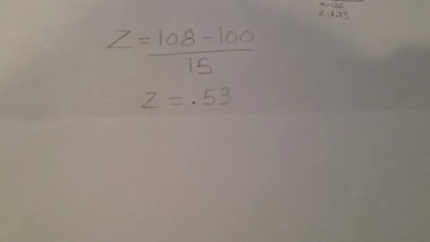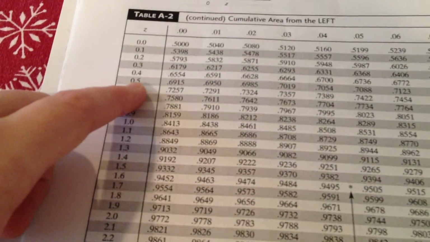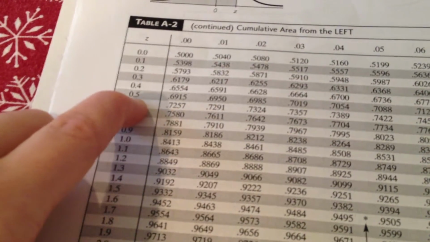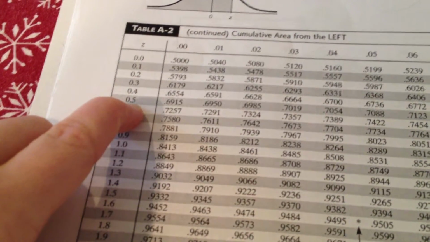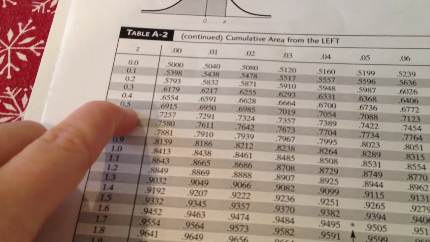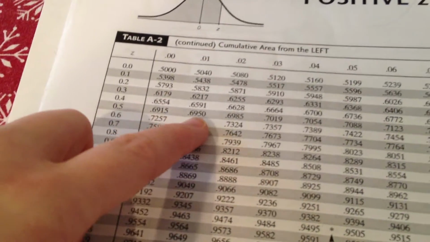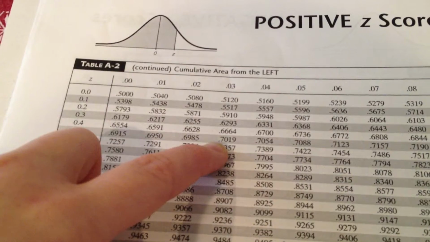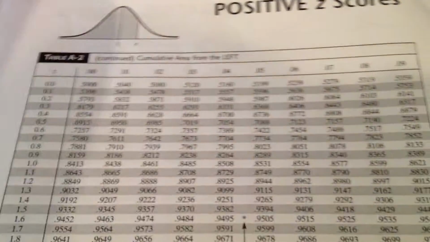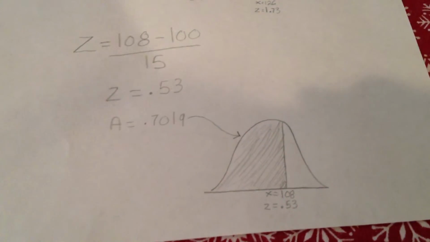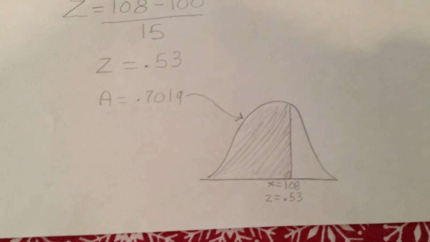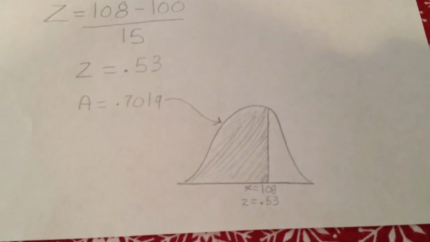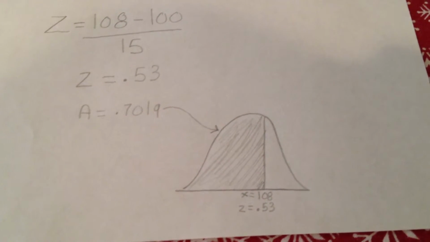0.53. So you take out our table again, and we look for 0.5. Now our second number is 3, so we go over 4 columns until we get to 0.03. So 1, 2, 3, 4. So our area is 0.7019. Now again, if we were just looking for that area, our curve would look like this. X equals 108, our z-score is 0.53, and that would be our shaded region.